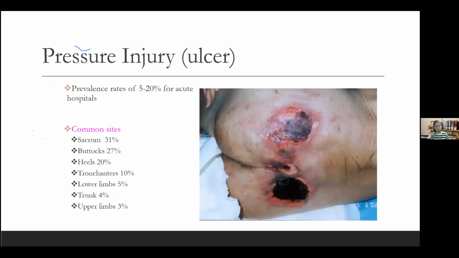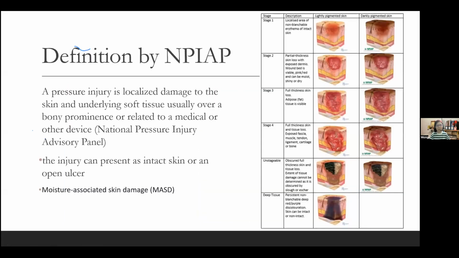Okay. So this is actually the example of the pressure ulcer. This is the latest definition by the National Pressure Injury Advisory Panel. Previously, it was called the National Pressure Ulcer Advisory Panel, but now they changed the name. Pressure injury is defined as localized damage to the skin and underlying soft tissue, usually over a bony prominence or related to a medical and other devices.